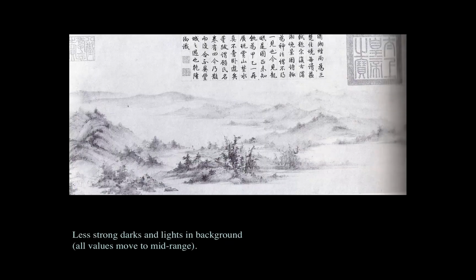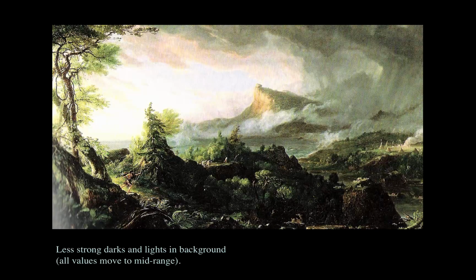You can see the trees and bushes in this Chinese ink painting are far more dark in the foreground and significantly lighter in the background. In this Thomas Cole painting, the shadows in the foreground are very black, while they only move to a mid-dark in the distant mountains. The highlights also become less light in the mountains.